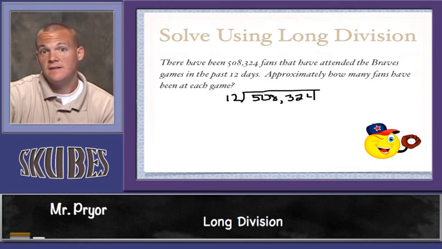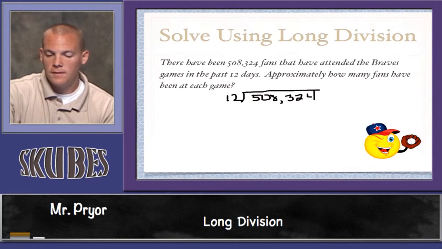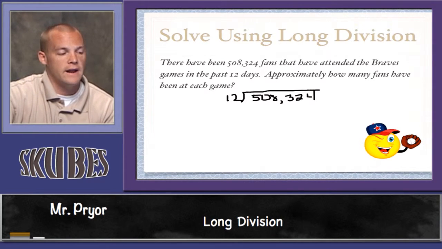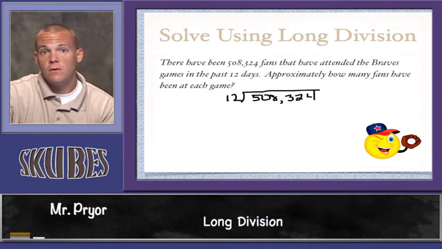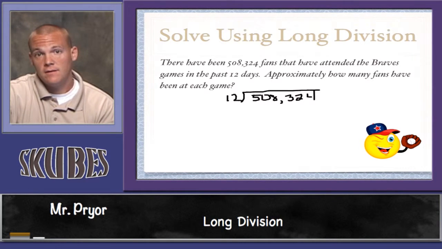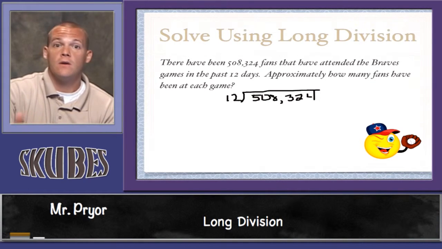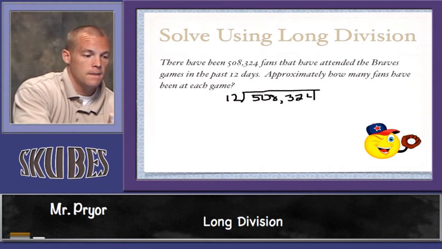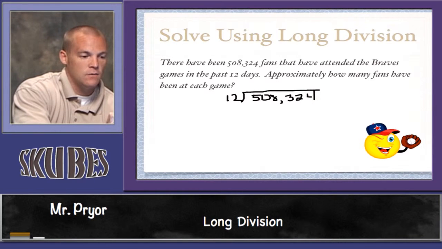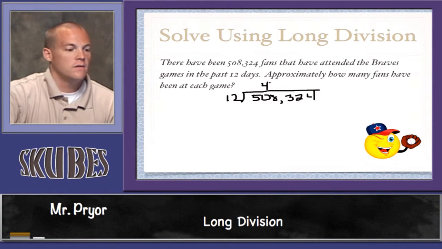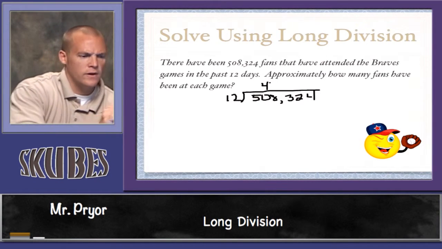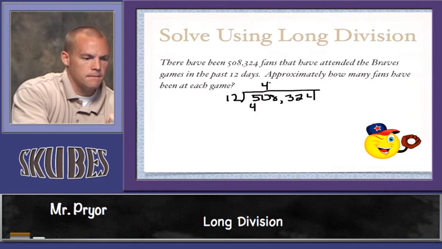12 goes into 50 how many times? Well, again, just use your basic multiplication or multiples to figure that out. 12 times 2 is 24. 12 times 3 is 36. 12 times 4 is 48. You're trying to get as close as you can without going over. So it looks like 4. Since we're dividing 12 into 50, we will put that 4 above the last digit in what you divided into, which is the 0. So that's going to be 48 when we multiply that out.